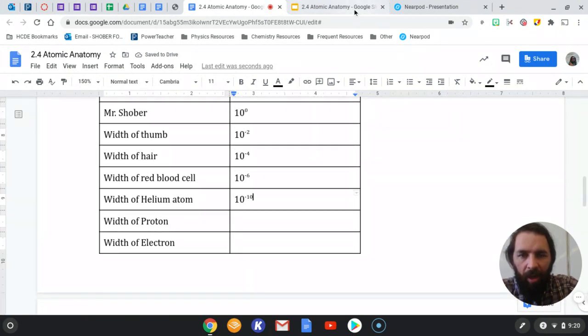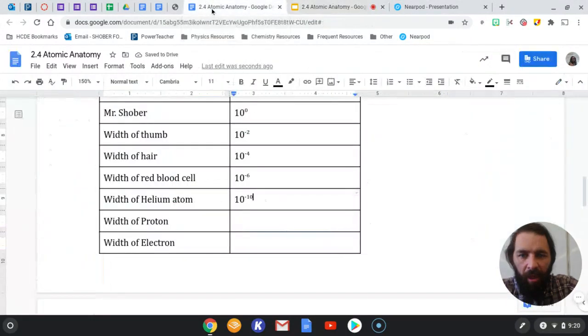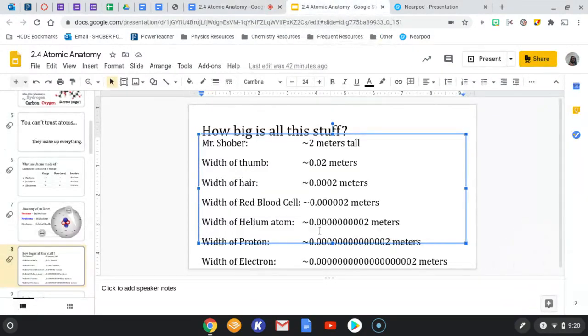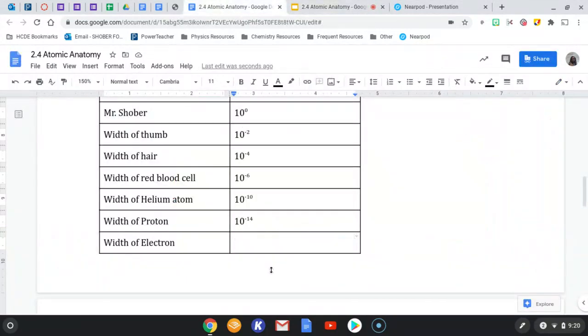Scroll down a little bit. Proton is going to be, all right, buckle your seatbelts. We got 1, 2, 3, 4, 5, 6, 7, 8, 9, 10, 11, 12, 13, 14. 10 to the -14 meters. And the last one, all right, we're going to have to do a lot of counting here. So we move it 1, 2, 3, 4, 5, 6, 7, 8, 9, 10, 11, 12, 13, 14, 15, 16, 17, 18, 19 meters.